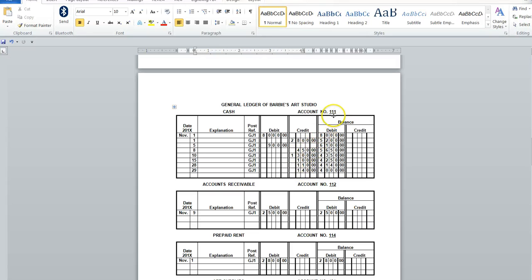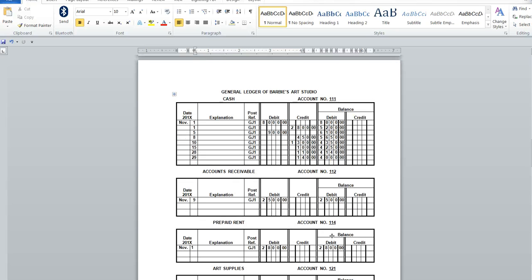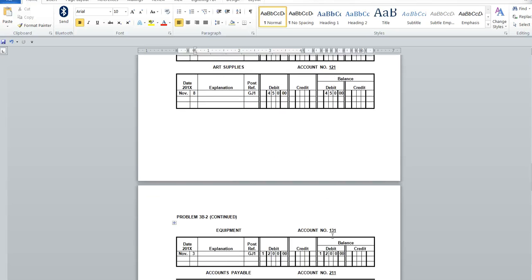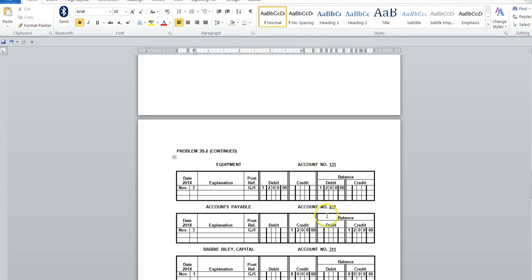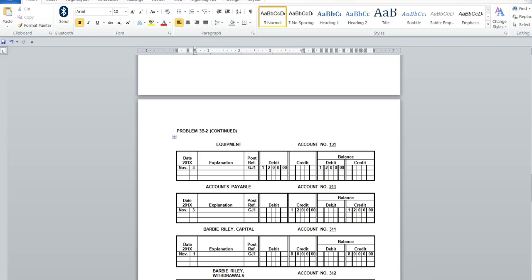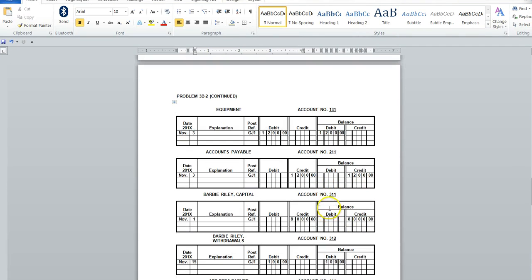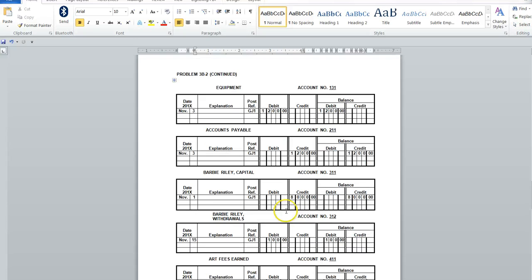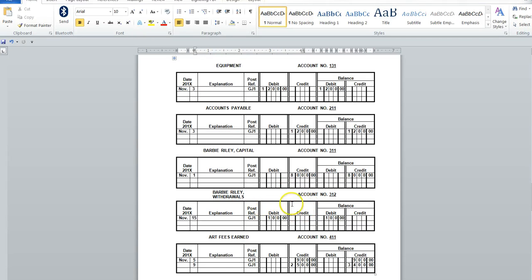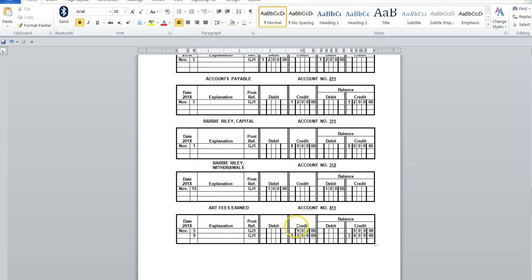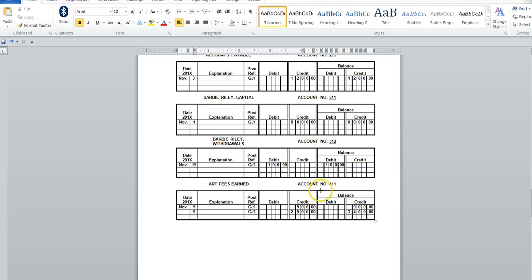Okay, every account has an account number. Usually assets are prefixed with the number 1. And when we get down to liabilities, you see they start with number 2, so you can kind of identify an account as being an asset, a liability, or an owner's equity account. Withdrawals always follows the capital account, and then the temporary capital accounts.